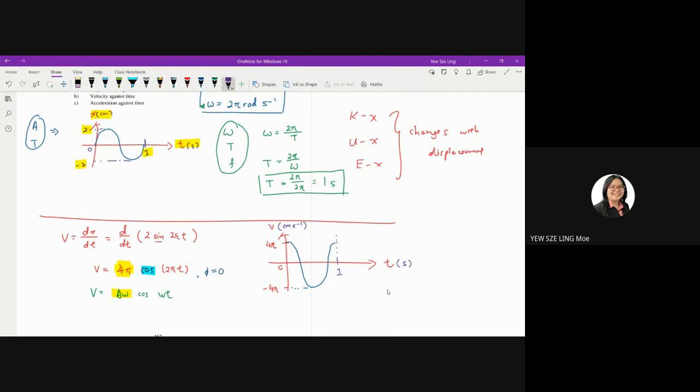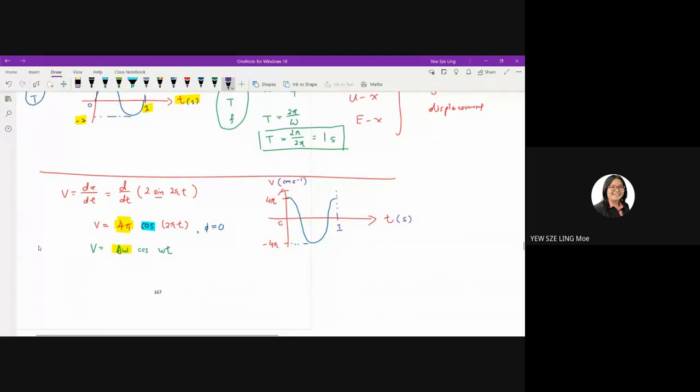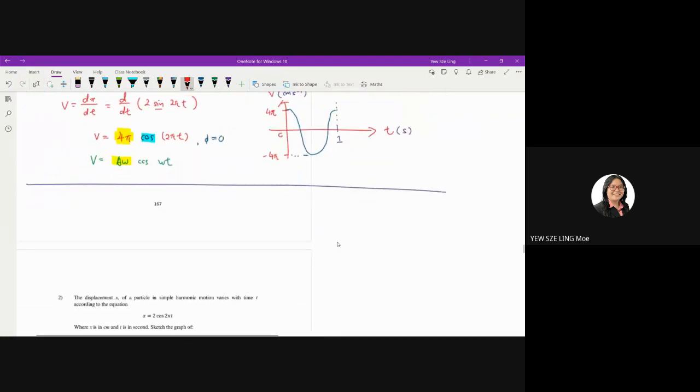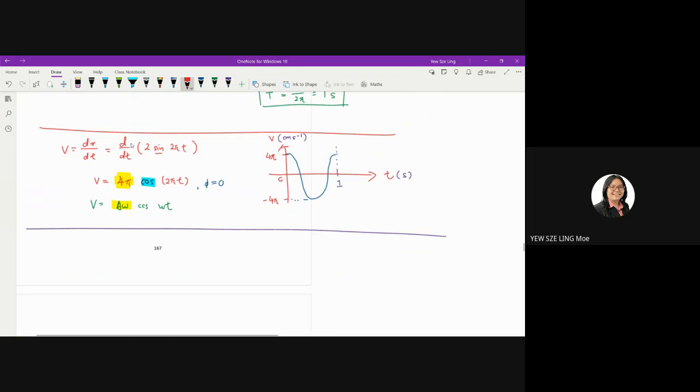Velocity against time graph, where we start from differentiation. You need to differentiate the equation. So the next question, a against t. Again, you don't have the equation, but what you can do is differentiate the equation for v. So a equals dv over dt. So d over dt, differentiate v, which is 4 pi cos 2 pi t. So a is then equal to, now you differentiate 4 pi cos 2 pi t.